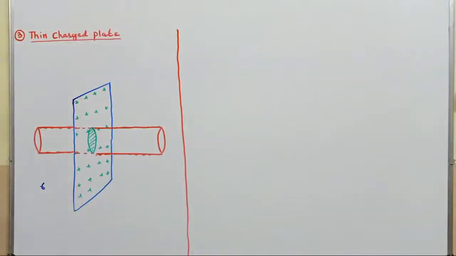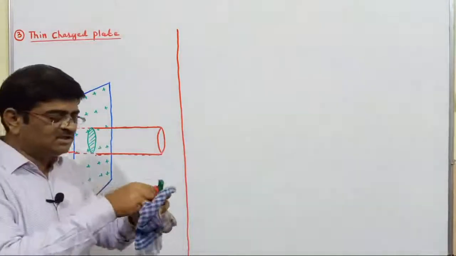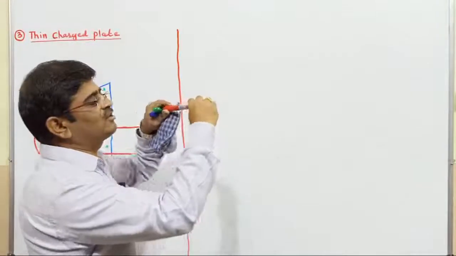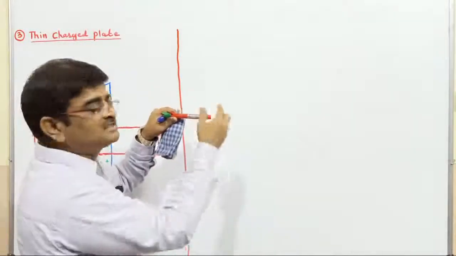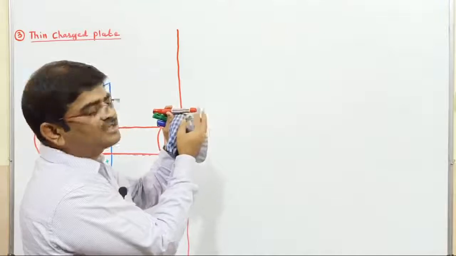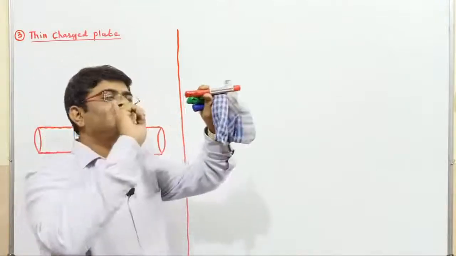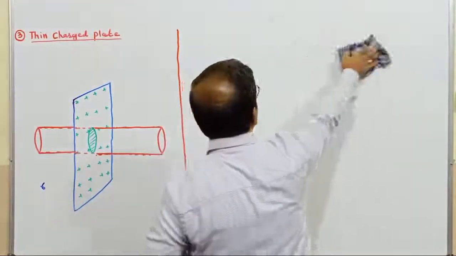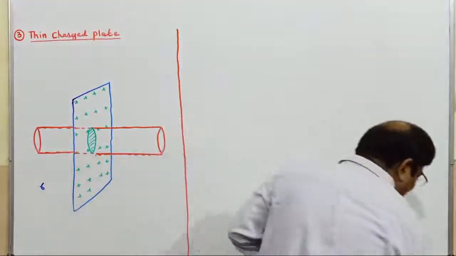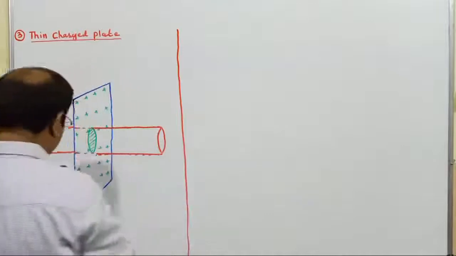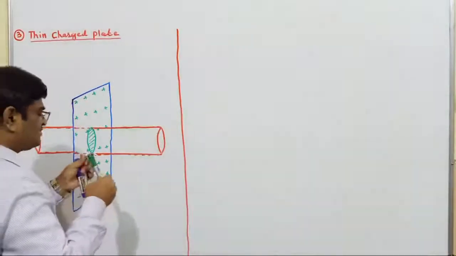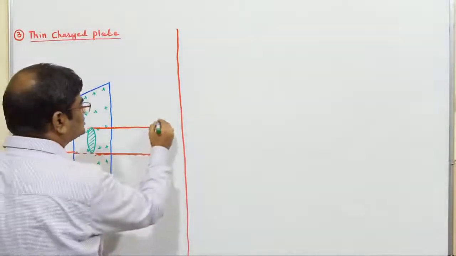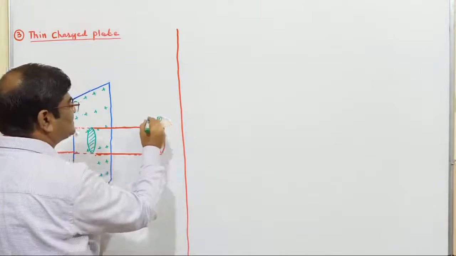One is the curved portion of the cylindrical Gaussian. I am talking about this portion. Second one is the circular cross section. Third one is the other circular cross section. So let us deal with all these three portions independently. First, let us go with the flux associated with the first portion. This is my first portion.